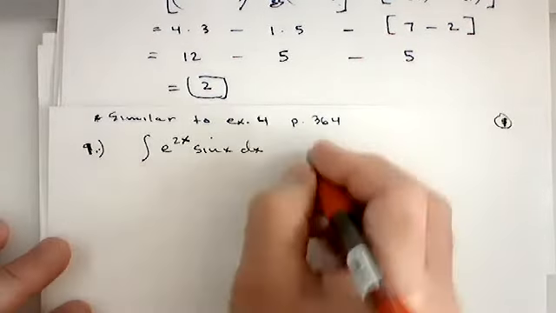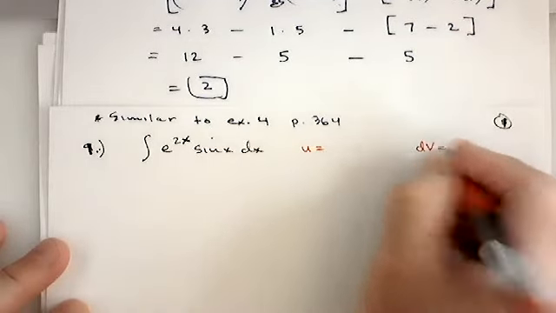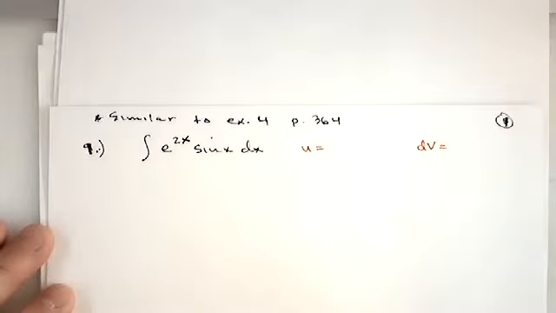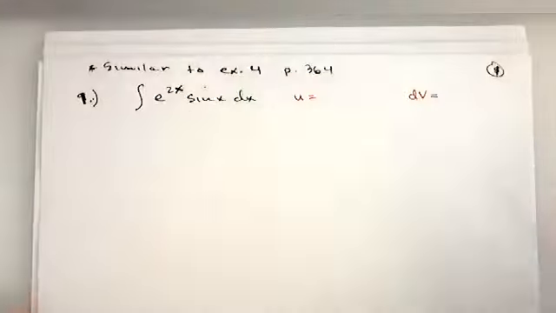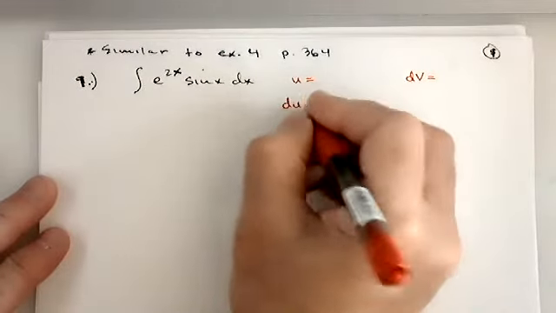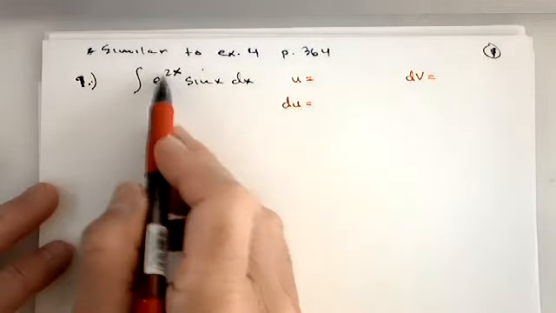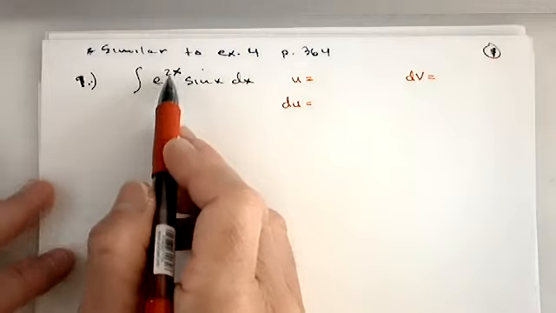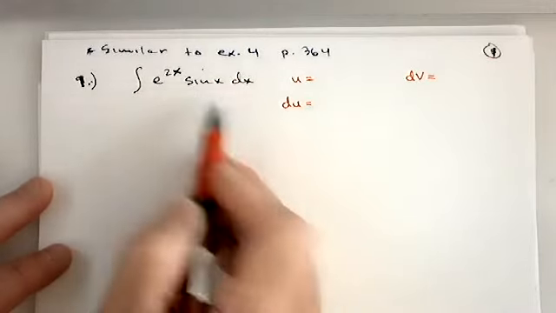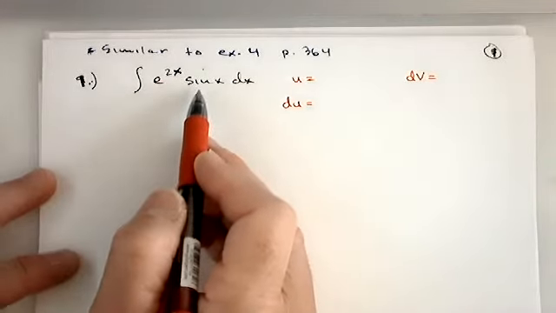So let's do it right here. We need a u and we need a dv. And even here, my criteria for u is which one's going to become simpler when you take the derivative. Well, the derivative of e to the 2x is 2e to the 2x. That's not really any simpler. And the derivative of sine of x is cosine of x. That's not all that simple, right? That's not much simpler either.